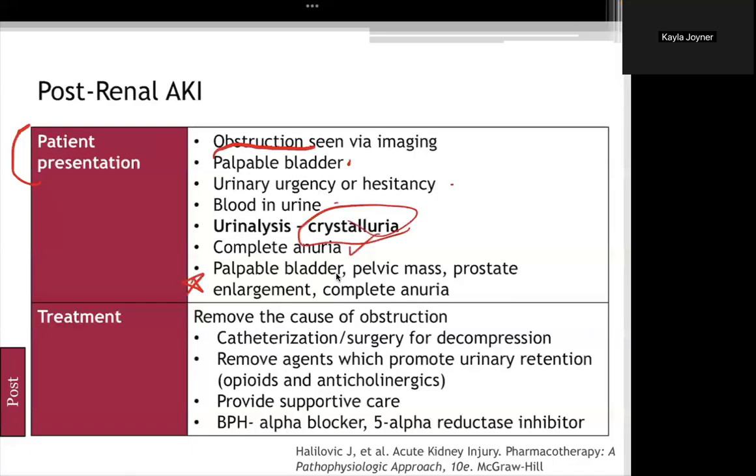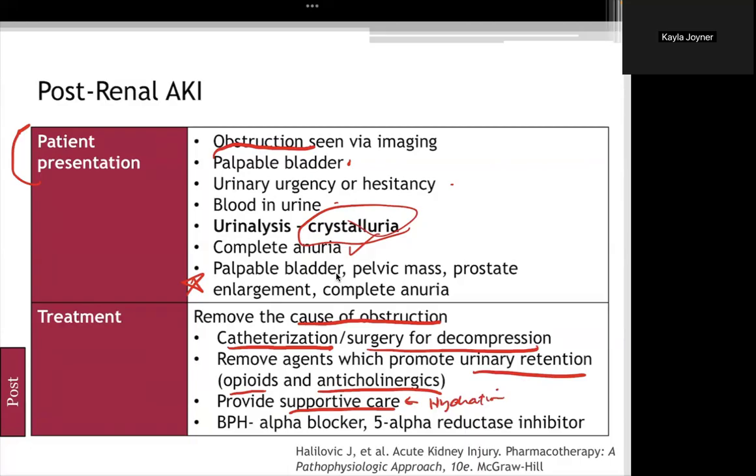So, how do we treat it? First, we need to remove the cause of the obstruction. So, catheterization or surgery for decompression is often used. Remove agents which promote urinary retention, so opioids and anticholinergics. Provide supportive care, so this would be hydration often.